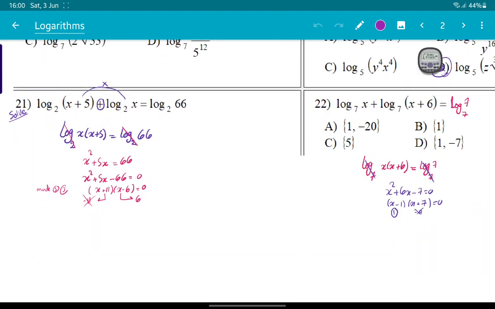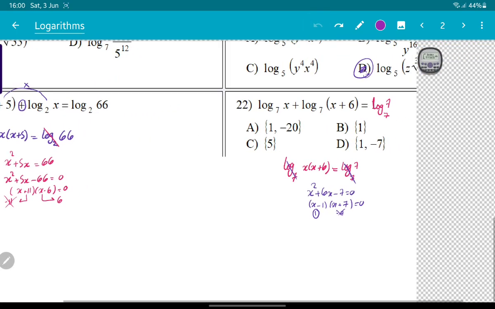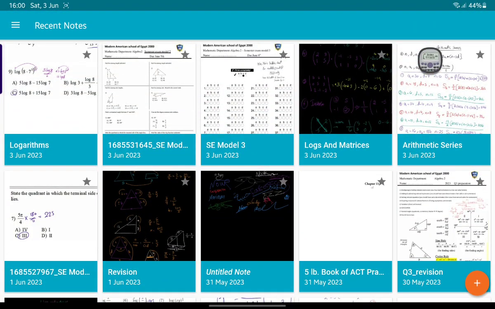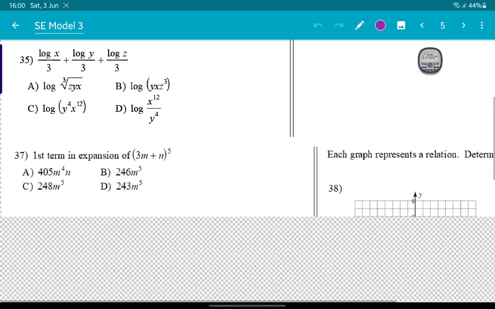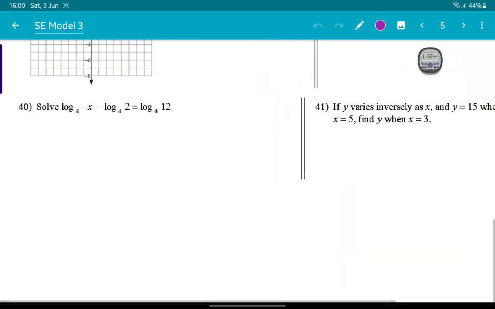Okay, we didn't talk about how to solve logarithm equations. Let's go back to the model. Okay, how to solve this, for example.